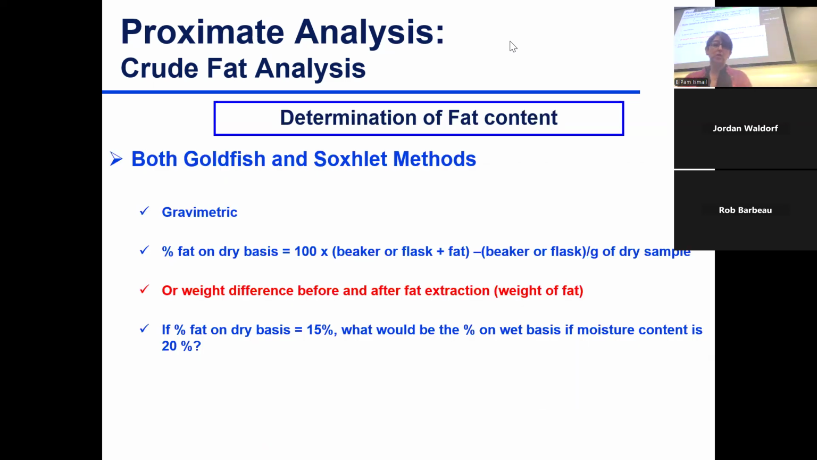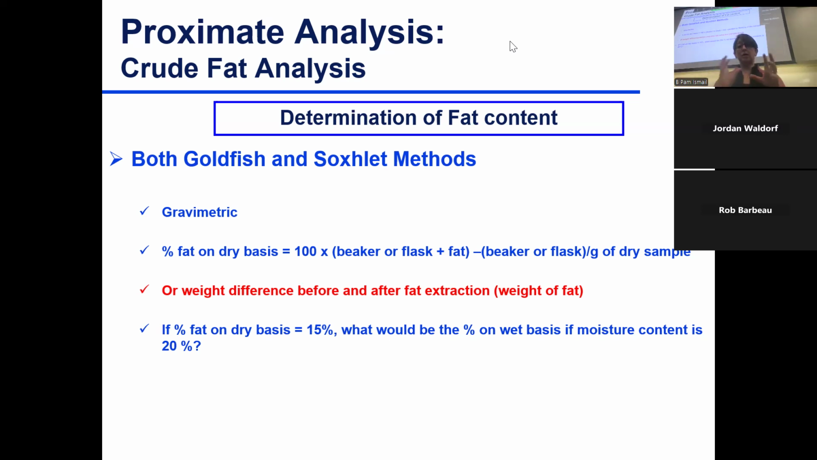So both goldfish and Soxhlet methods are gravimetric, meaning you take the weight, and you either weigh the defatted sample, or if you have a small amount of solvent, you can pre-weigh the flask, evaporate the solvent, and then weigh the flask again. We do that in goldfish because the beaker is small and we put much less solvent in it. We dry the solvent and weigh the beaker, and the difference in weight is your fat.